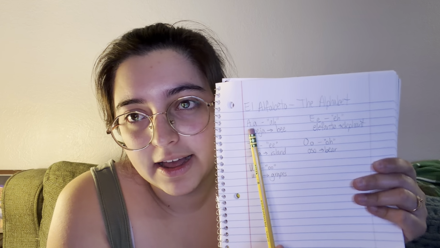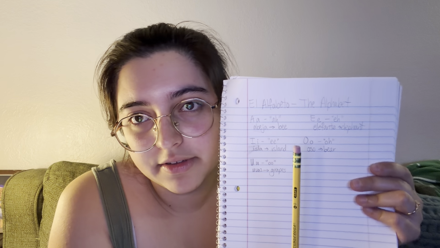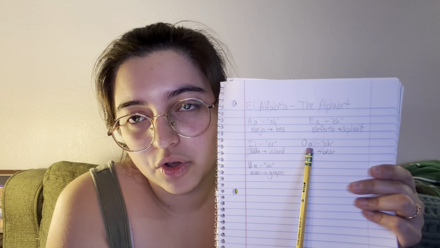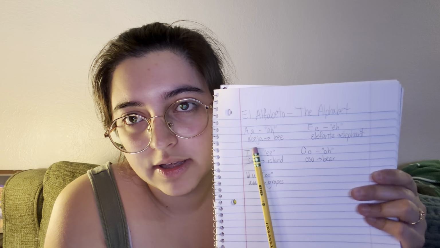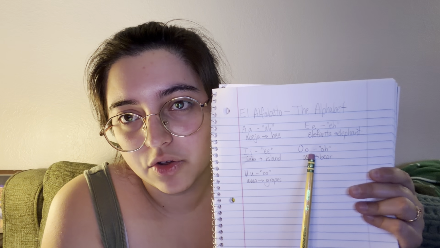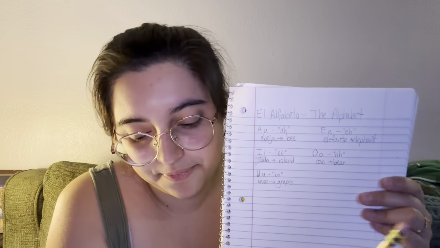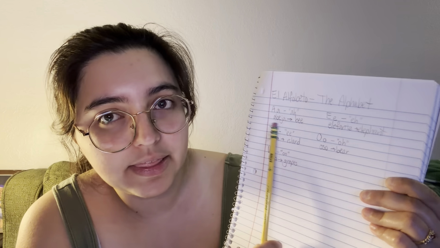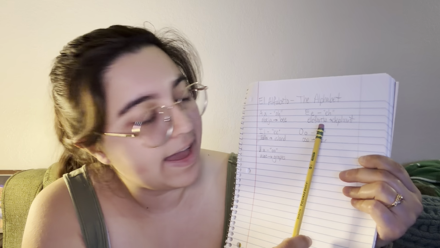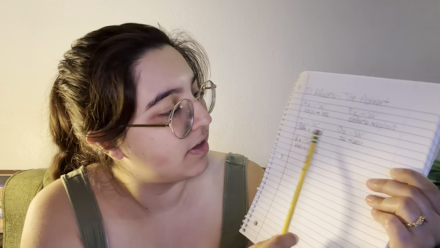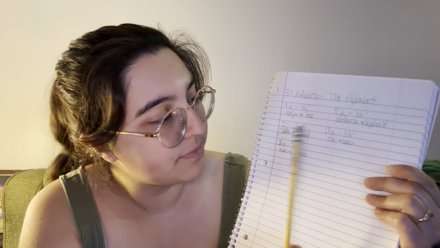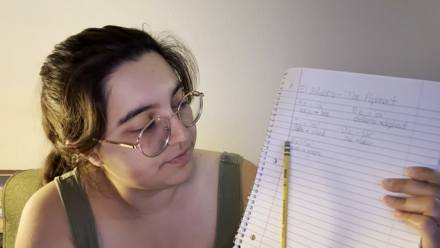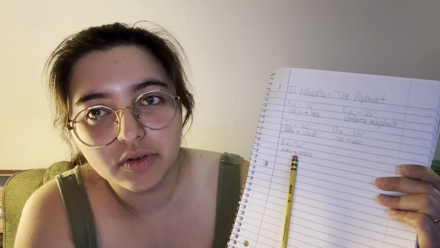Good. So we have in total our 5 vowels. We've got A, E, I, O, U. Okay. And again we have abeja, elefante, isla, oso, and uvas.